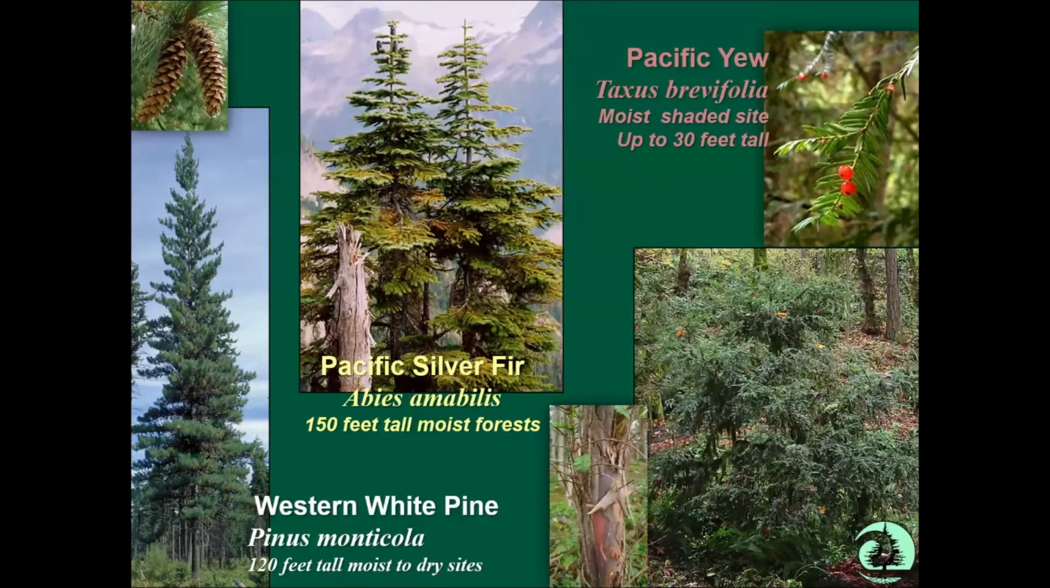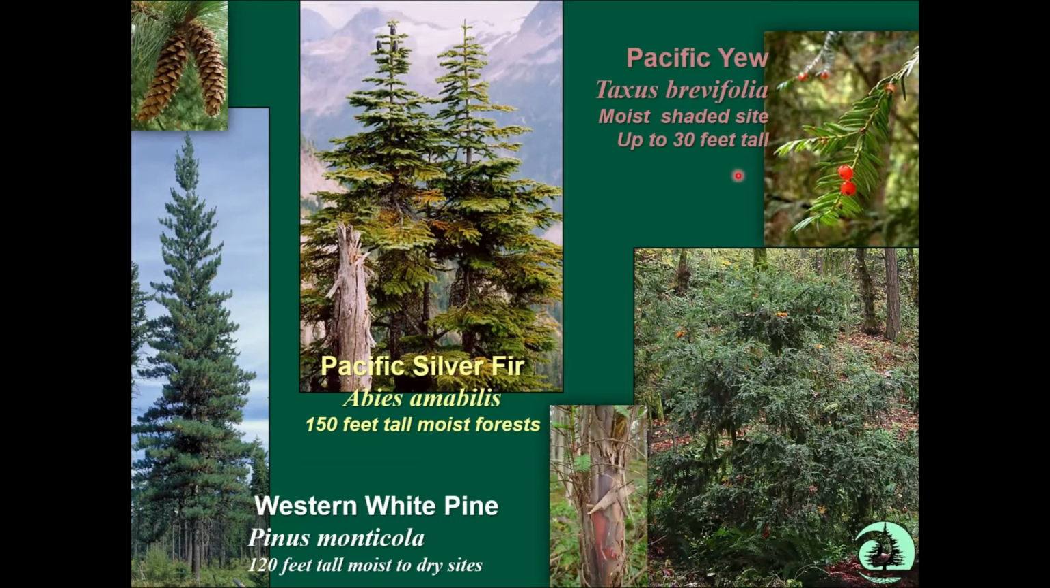And a few more trees. We have the western white pine here, Pinus monticola, up to 120 feet. Really variable soils. Well-drained soils are where it thrives the most. And Pacific silver fir, Abies amabilis, 150 feet tall, and it likes moist forests. I've seen them in a lot of different areas, and yeah, just a really, really great tree.